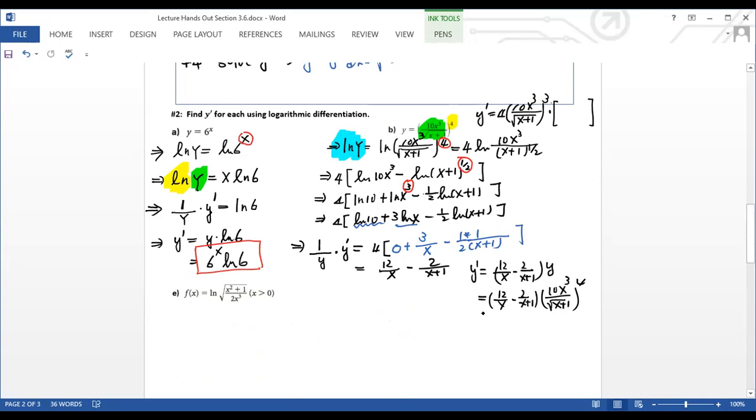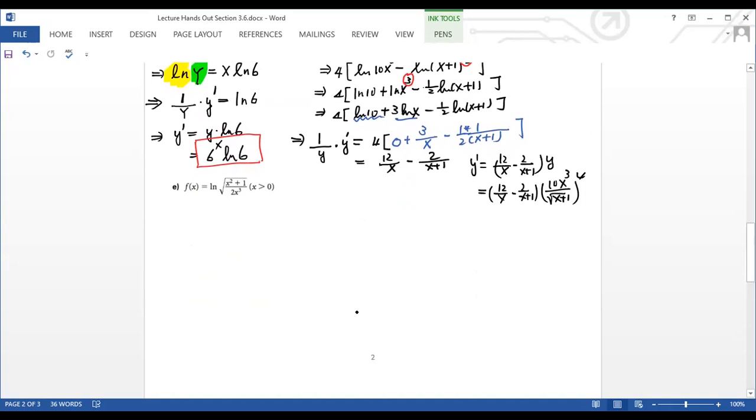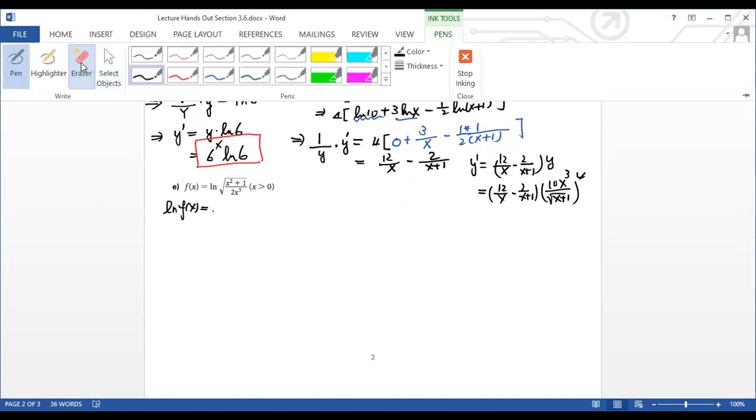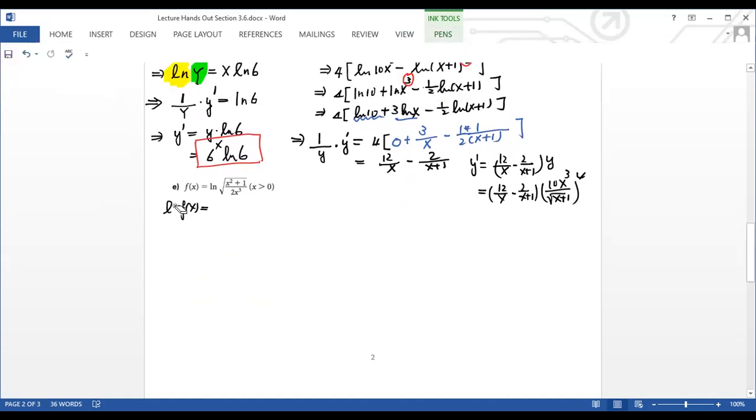You see here? That's why you use the log properties, which help you simplify a lot. Okay, let's take a look at this one again. So we say the natural log of f of x, right? This one we don't even need to take the natural log of, because it already has a natural log here, right? So here, let's just use the log property.